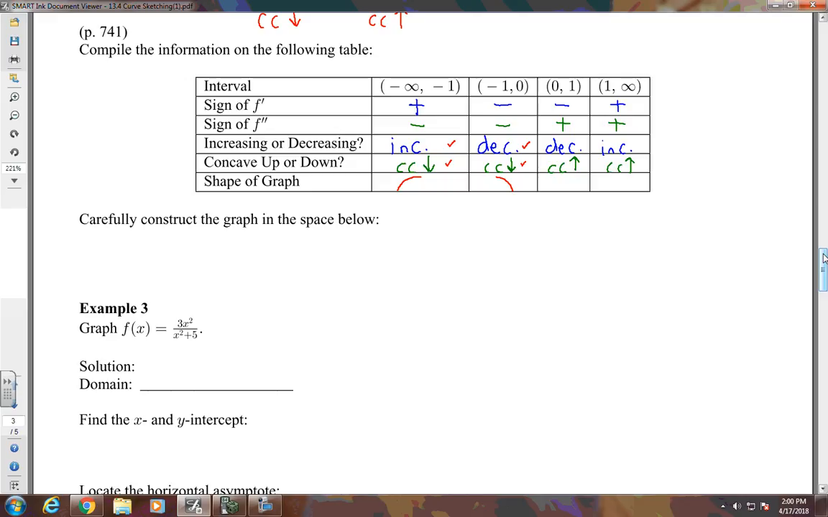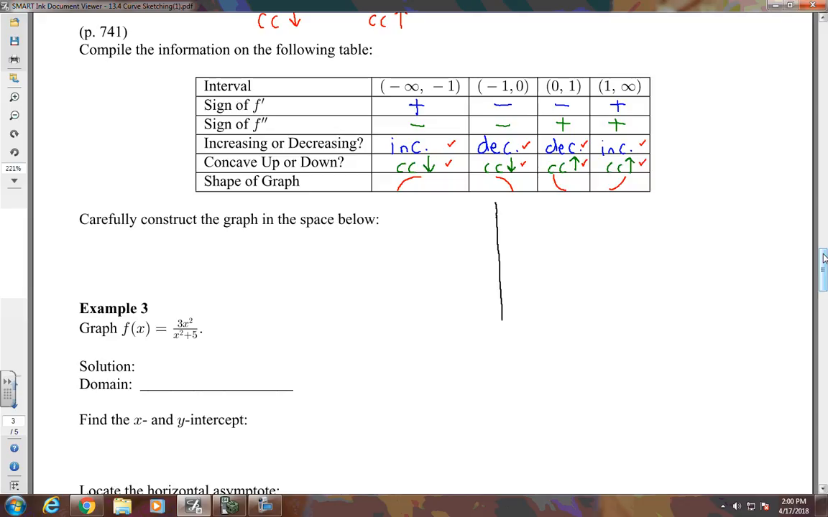Now, a function that is decreasing or going down, but is in the shape of a cup up, is going to look something like this. Okay, and then increasing, concave up, will look something like this. All right, that's a whole lot of information. Let's see if we can transfer this to a graph.